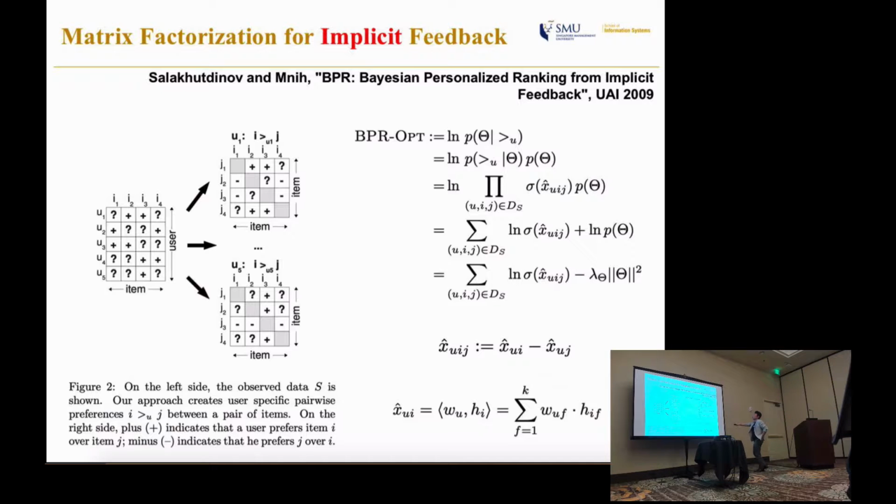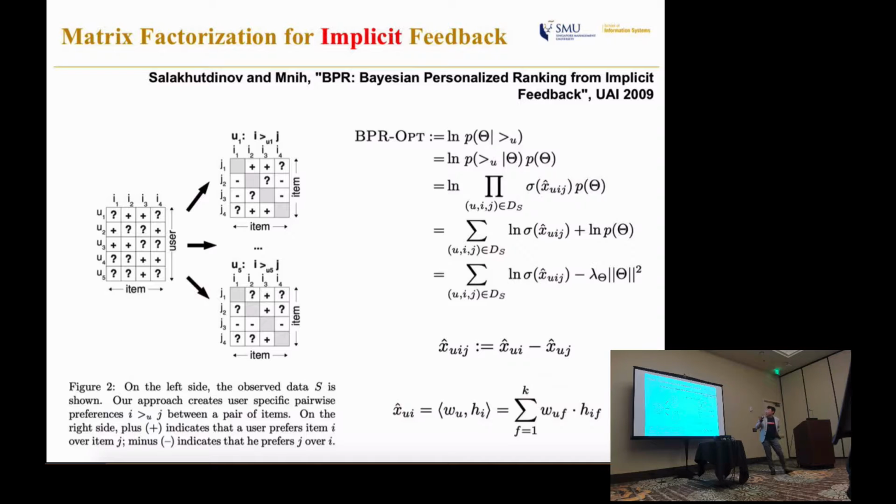Earlier we talked about BPR, which is the matrix factorization equivalent for implicit feedback. There, the optimization function is to make sure that for any given triple of u, i, j, where user u prefers item i to item j, the inner product of u and i is going to be higher than the inner product of u and j.